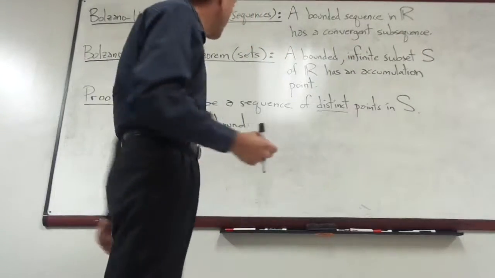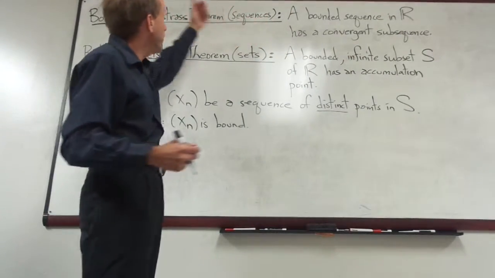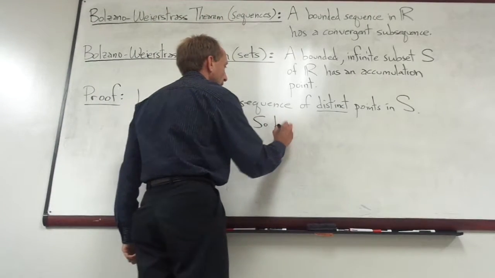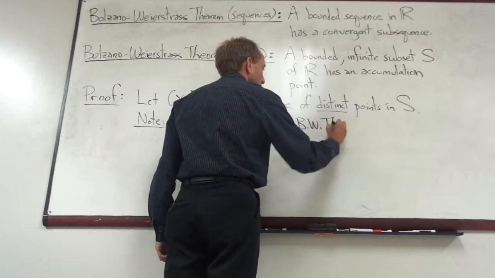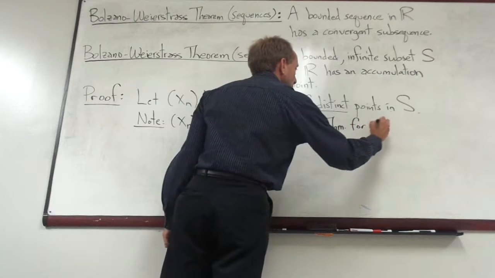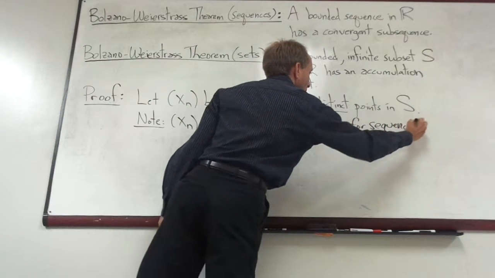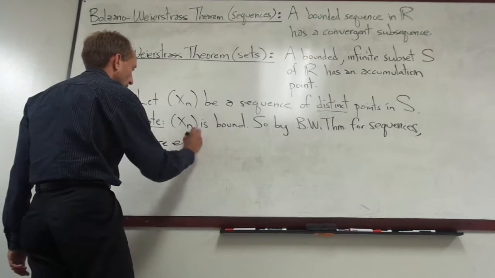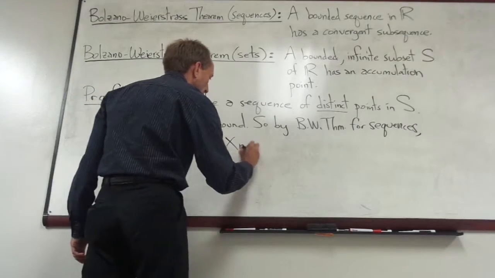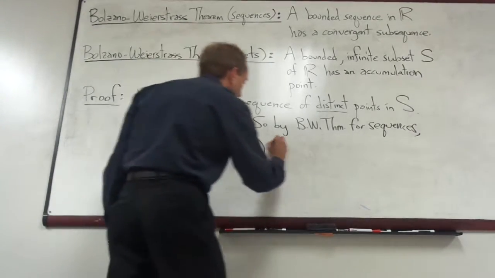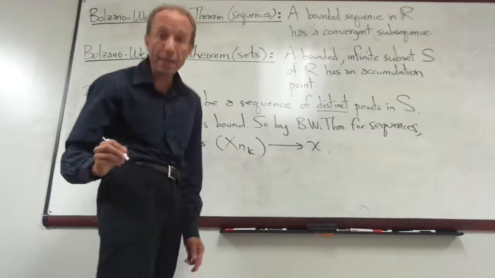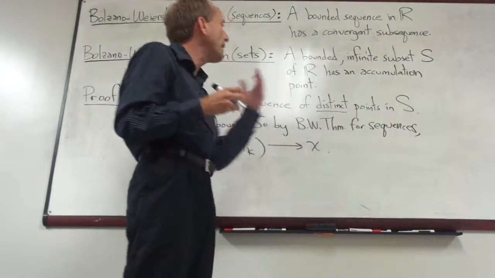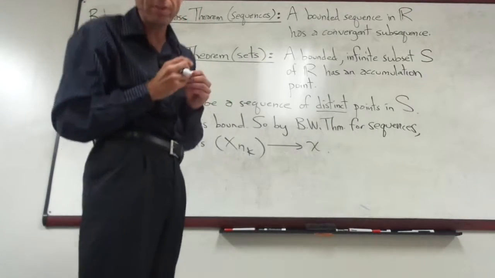All right, well, we have a bounded sequence. So there has to exist a convergent subsequence by the first version of the Bolzano-Weierstrass theorem, the theorem for sequences. There exists a convergent subsequence. I'm going to call it xnk. And let's just say that it converges to, let's say, x. Now this x may or may not be an element of S. We don't really know that.